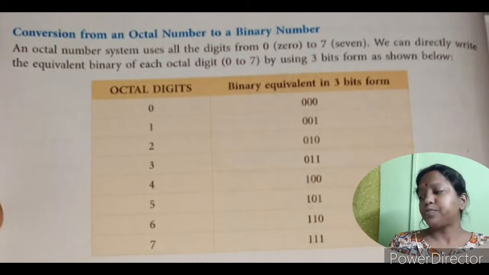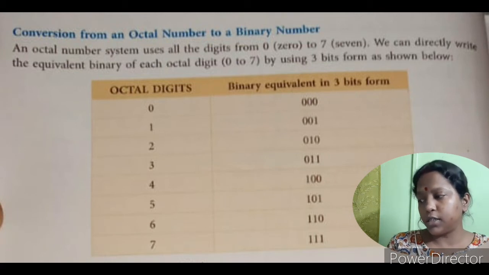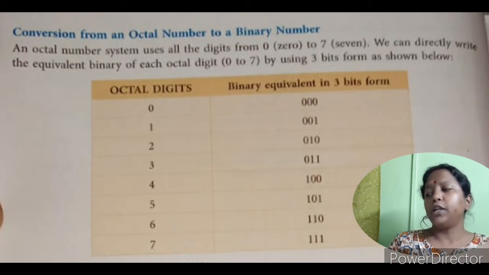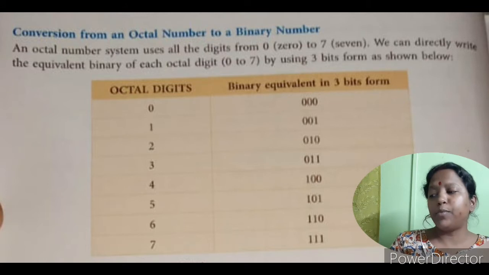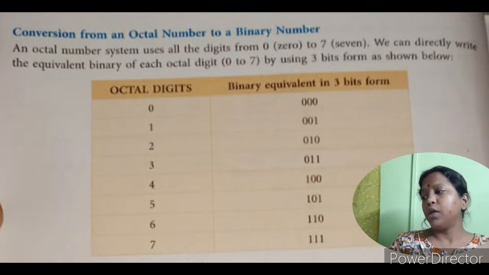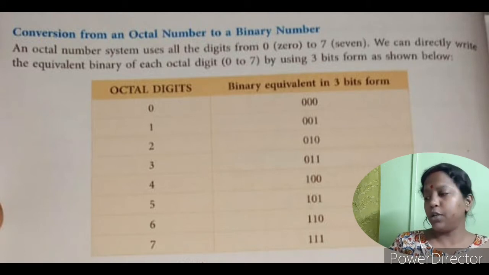Here is a table. It contains all the octal digits on the left side and all the binary equivalents on the right side. 0, the first octal digit, can be represented by 000. Then 1 is 001, 2 is 010, 3 is 011, 4 is 100, 5 is 101, 6 is 110, and last, 7 is 111.